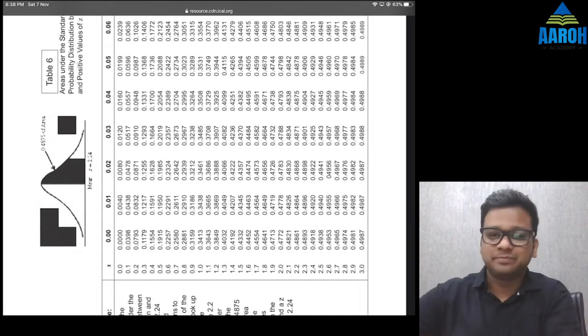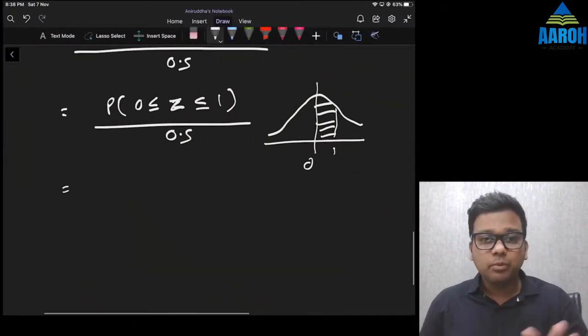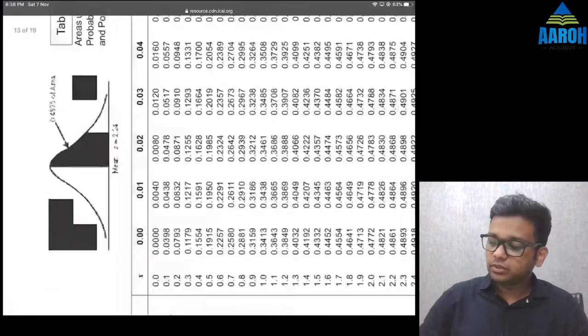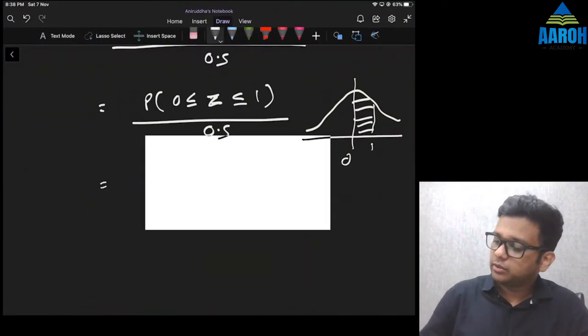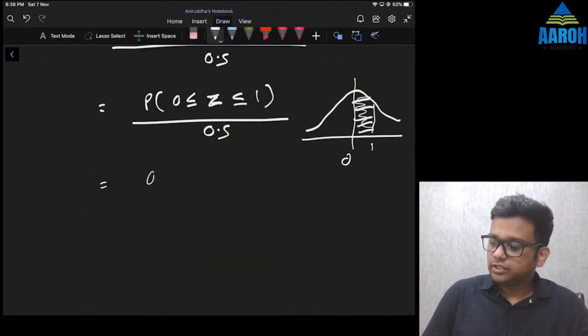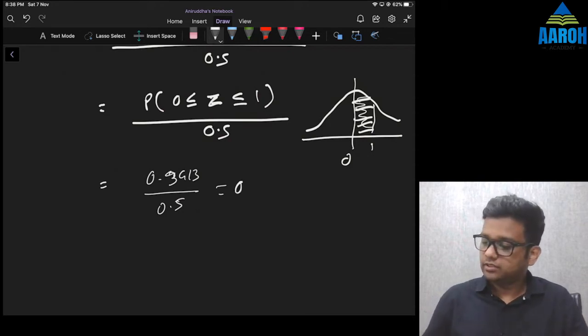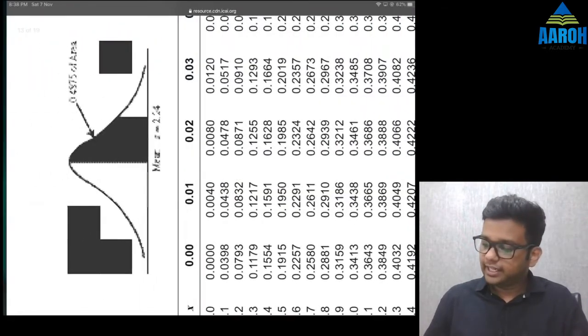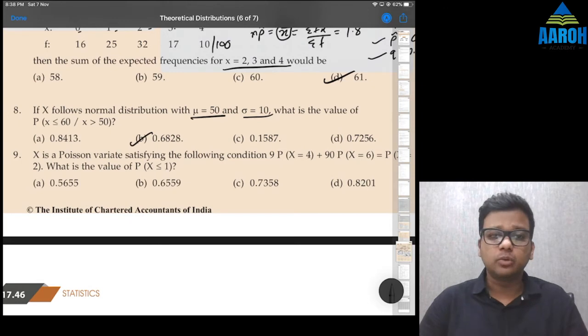Now we'll not add 0.5 because the table already gives us only this area, understand? That table already gives us mean to that value, right? And we want that only, we want mean to that value. So it is just 0.3413 upon 0.5, that's it. So answer should be 0.6826, which is option B, which is approximately close to 0.6828. So B is the correct answer for that.